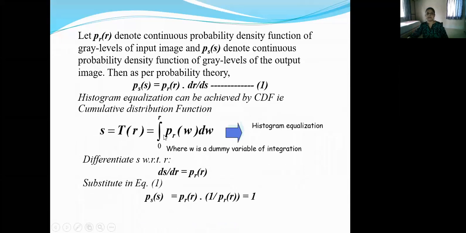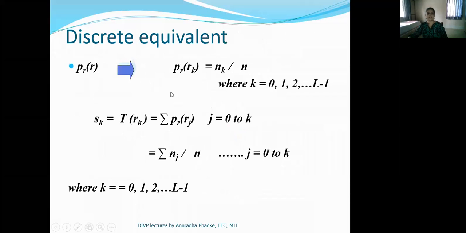Okay, so we determine the cumulative distribution function of the given image to determine a new image which has better contrast than the original image. Now, what is the discrete equivalent of the cumulative distribution function? We can obtain it by a summation operation, the summation of p_r(r_j), where j varies from 0 to k. This gives us the modified histogram.